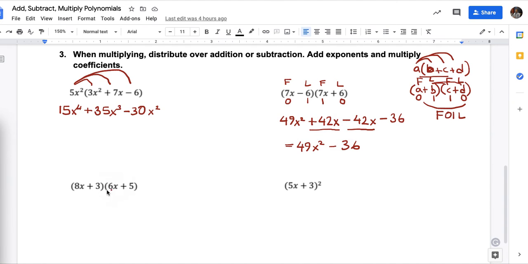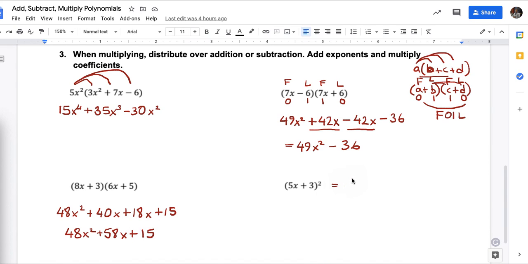Okay, finishing this up quickly, we get the same idea with this. So we get 48x squared as our first terms. Outside terms is plus 40x. Inside terms is plus 18x, and last terms is plus 15. We can combine those middle terms to get 48x squared plus 58x plus 15.